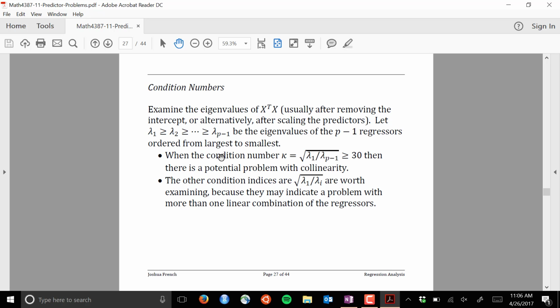However, we can compute other condition indices. There's actually a typo here. No, there's not. Sorry, there's not a typo. The other condition indices are going to be the square root of lambda 1 over lambda i. And so for the one where we're using lambda p minus 1, that's going to be the largest condition index. That's going to be the condition number. But the other condition indices are actually useful as well, because if you have multiple condition indices that are more than 30, that indicates that there's more than one linear combination that might be causing problems with collinearity in your data set.